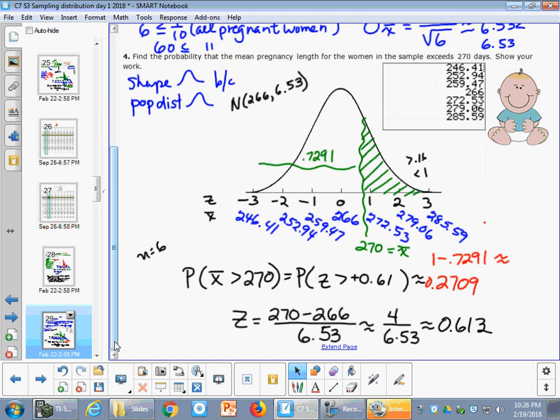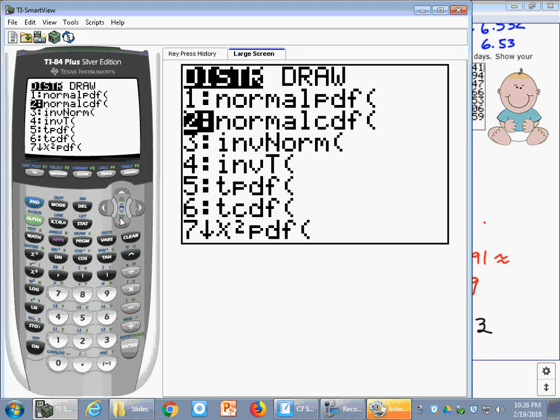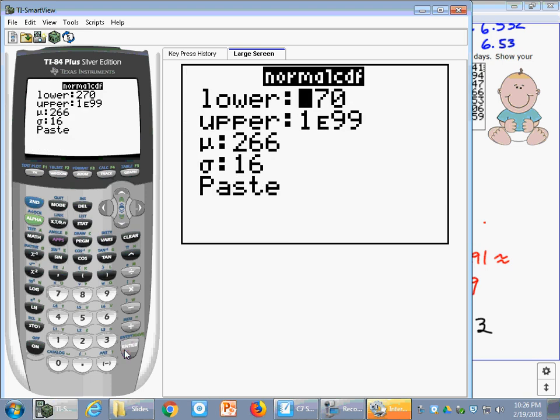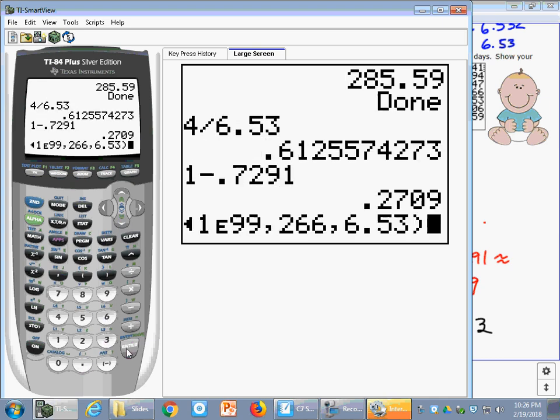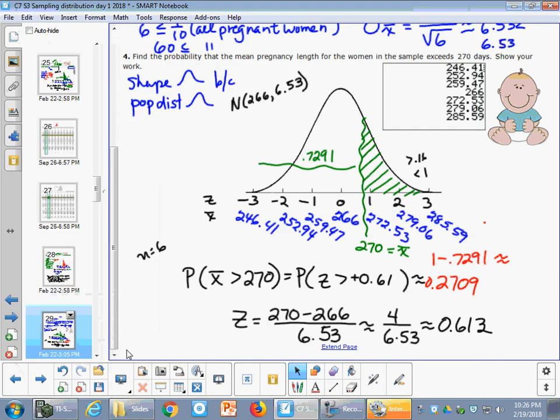All right. If you want to check to see if that is what your calculator would give you, I'll do that real quick. Second VARS, we have a normal CDF. We're starting at 270 going to infinity now. The mean is still 266, but the standard deviation is 6.53. And when I put that in, it gives me 0.27008, which is very, very close to what we got on the table.